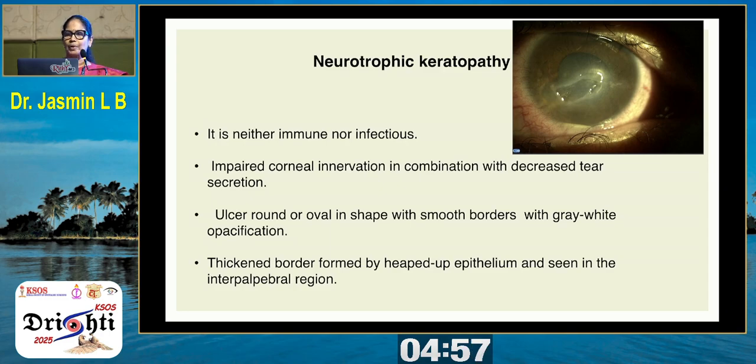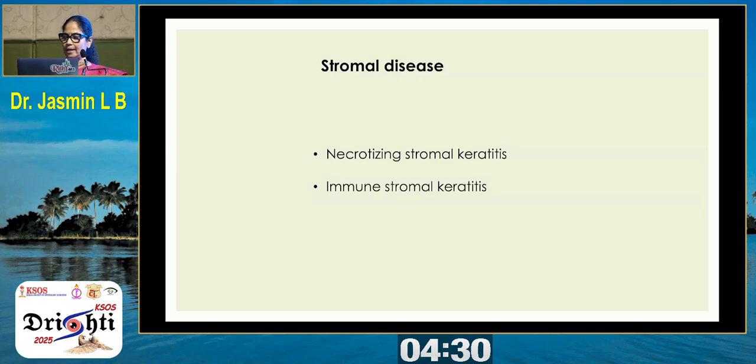About neurotropic keratopathy, usually with topical antiviral drops, it will heal by 2 weeks. Suppose the epithelial ulcer is not healing by 2 weeks, you can suspect neurotropic keratopathy. It is neither immune nor infectious. It is due to impaired corneal innervation in combination with decreased tear secretion. It is usually seen in the interpalpebral region, as a round or oval ulcer.